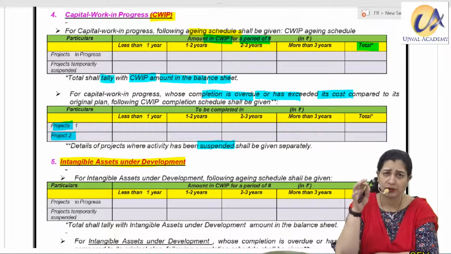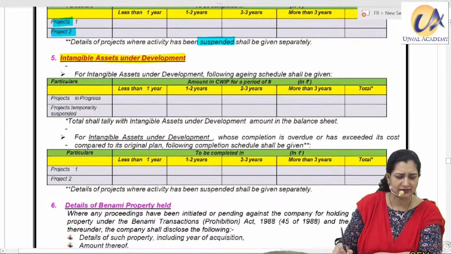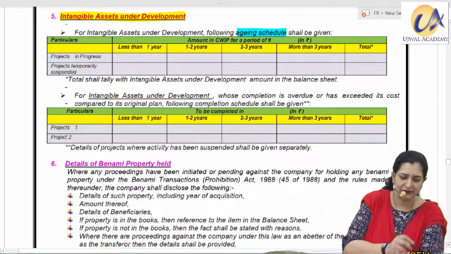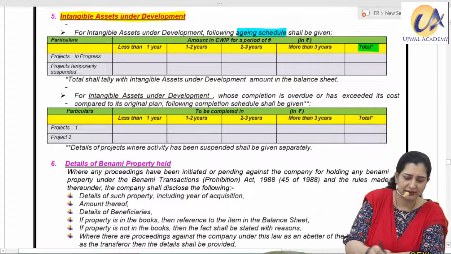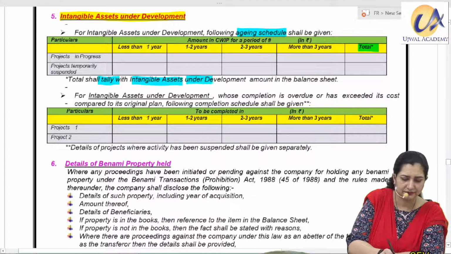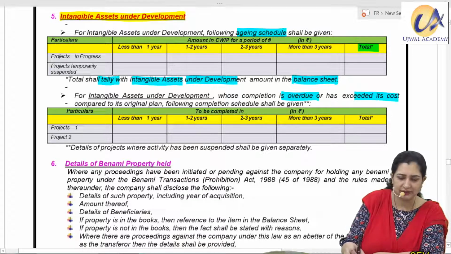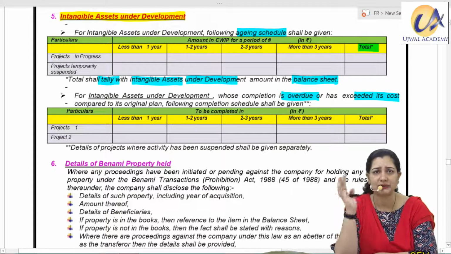And the same point number 4, exactly the same applies for intangibles under development. Again, we need to give an aging schedule, right? Even if there's suspension, then that also. Again, the total should tally with intangible assets under development in the balance sheet. And again, if it is overdue or exceeded the cost, we need to give the details, the same way as we saw in our capital WIP.